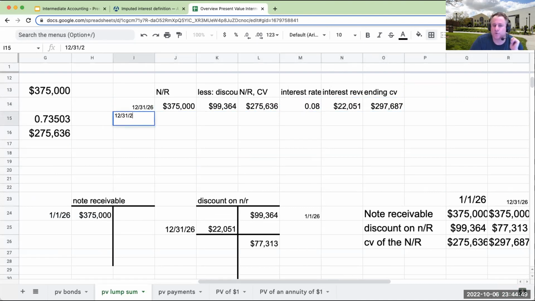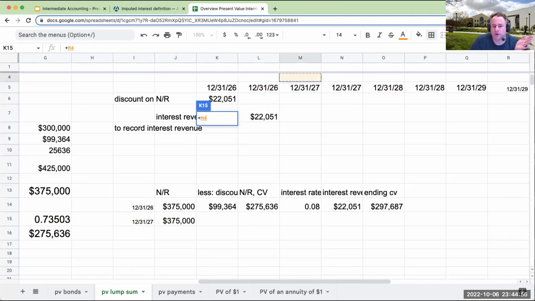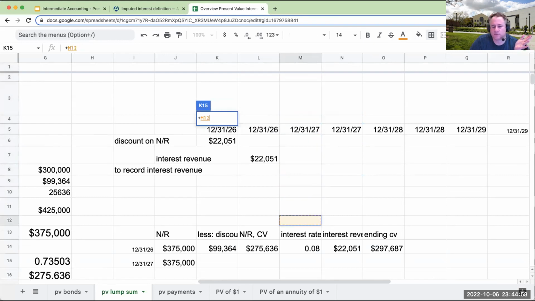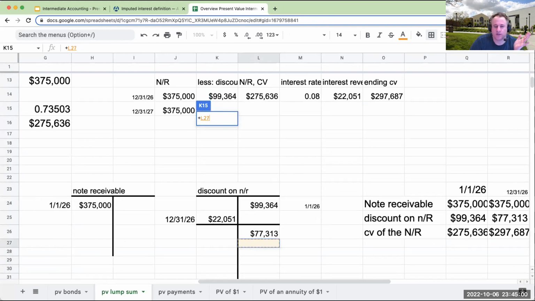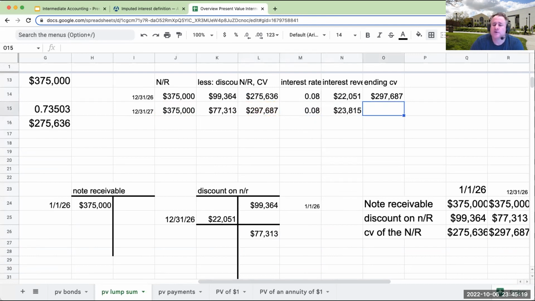So now I'm going to come to 12/31/27. My note receivable is $375. The amount of my discount on notes receivable, and let's see where I stashed it, right over here, is $77,313. So my note receivable carrying value is increasing, which is what I want it to do. My interest rate is going to be 8%. That does not change. If the interest rates change, we don't care. We want to use the same interest rate we started with. So my interest revenue is $23,815.